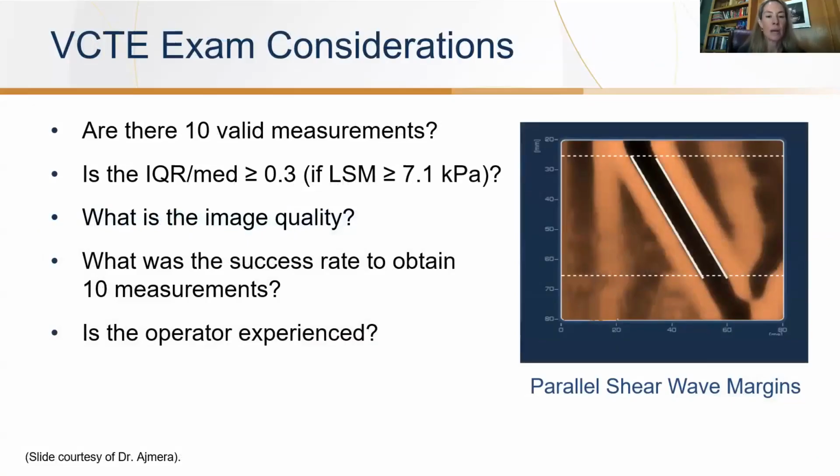So some things that I consider when I'm reading a FibroScan: are there at least 10 valid measurements? What is the image quality? Here you can see in this FibroScan you have nice parallel margins with your shear wave, good image quality. I'm looking at what the success rate was to obtain the 10 measurements. I also look at the IQR to median ratio, which should be less than 30% for this to be a valid test. And then there's the operator experience. In our clinic, we have our medical assistants performing the FibroScans, and they go through extensive training to make sure that they're really competent with doing this test.